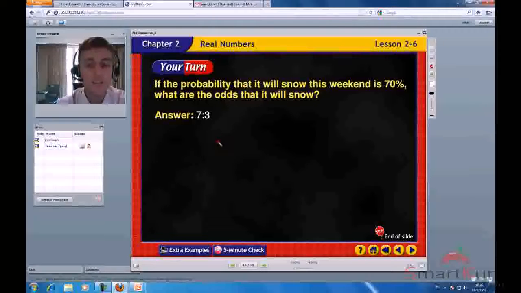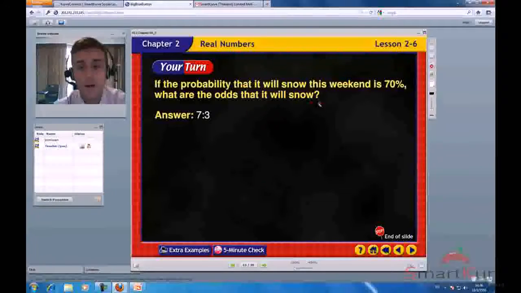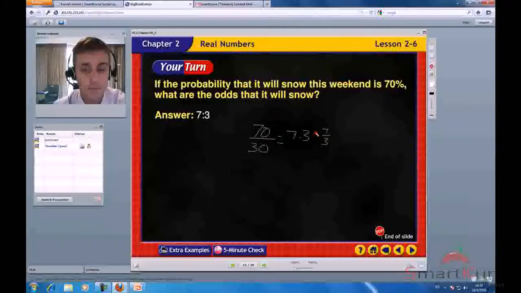If the probability that it will snow this weekend is 70%, what are the odds that it will snow? Well, the probability that it will snow is 70. The probability that it will not snow then would be 30. It has to equal 100. So we know that the odds that it will snow are 70 to 30. Reduce that down, 7 to 3. 7 to 3 are the odds that it will snow. 7:3 or 7/3.